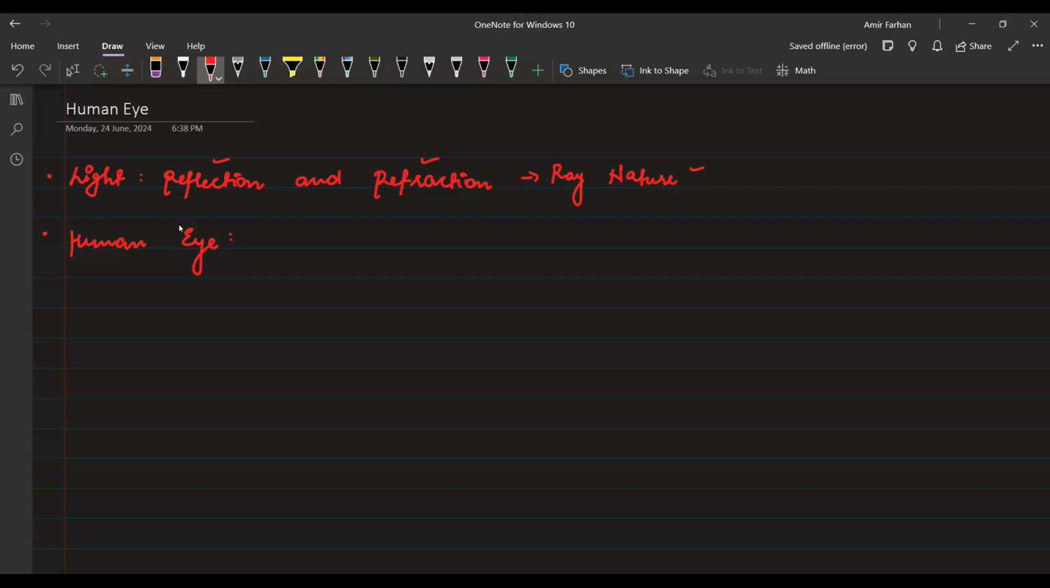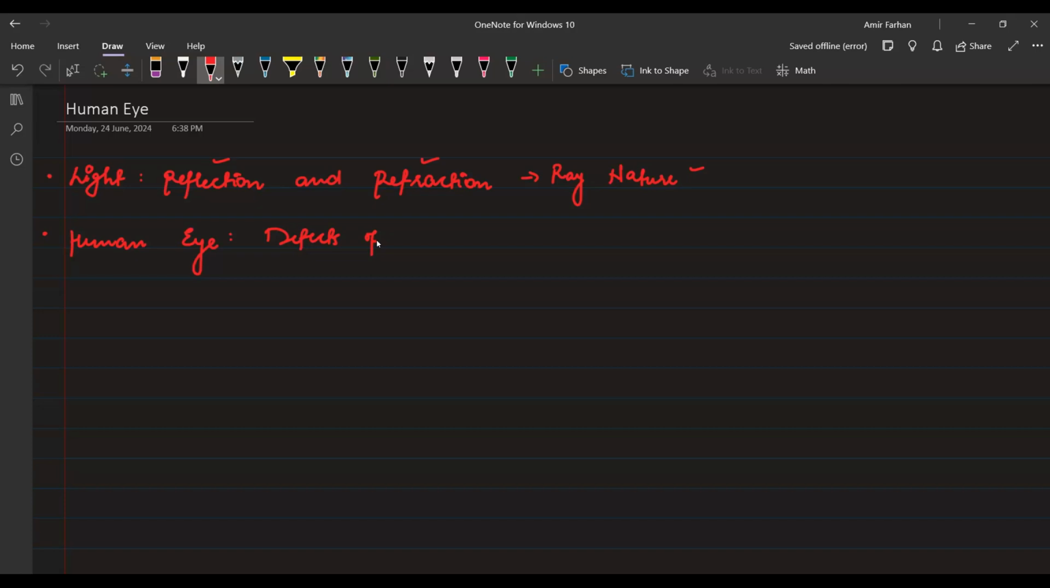Next thing is defects of the eye. As a human being, you must have seen that many people wear glasses. They suffer from different kinds of defects in their eyes, like they cannot see far objects, they cannot see near objects, or they cannot see both, whether near or far. We'll discuss everything in detail.